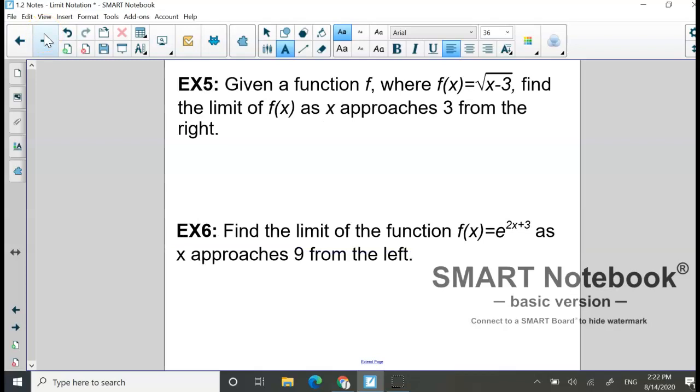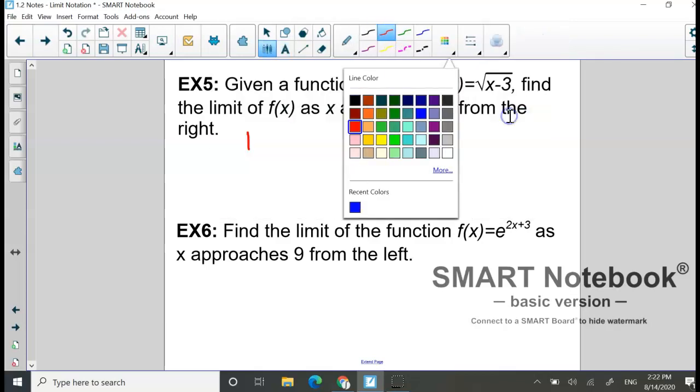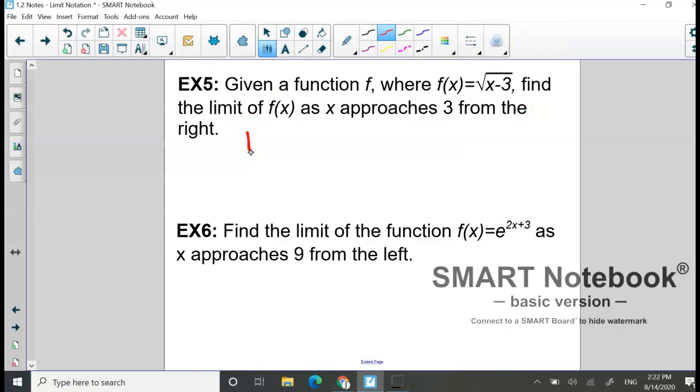What we want to do for these problems is take what is written and write it in limit notation. So we're given a function f where f of x equals the square root of x minus 3. And we want to find the limit of f of x as x approaches 3 from the right. So here we've got a couple ways we can write this. Because they give us both f of x and the definition of f of x, which is the square root of x minus 3, we could write it a couple ways. We could, I don't like red, let's go here. Okay, we could do blue.